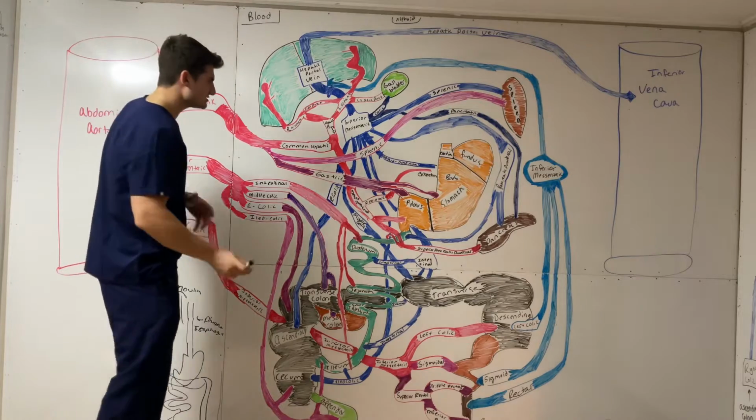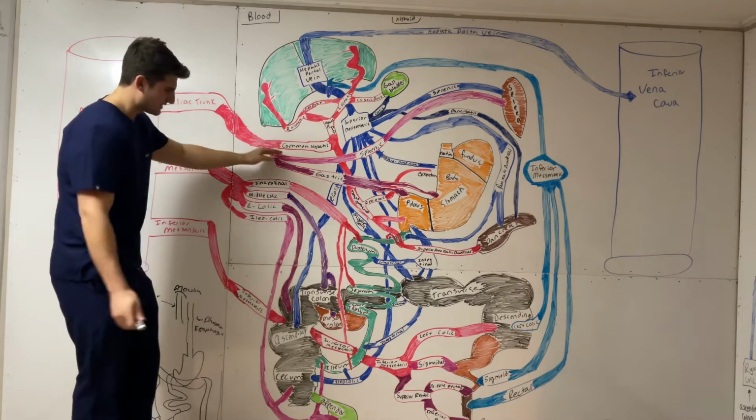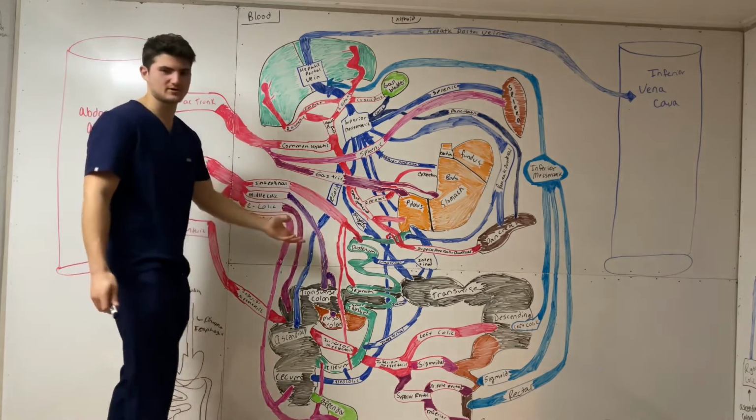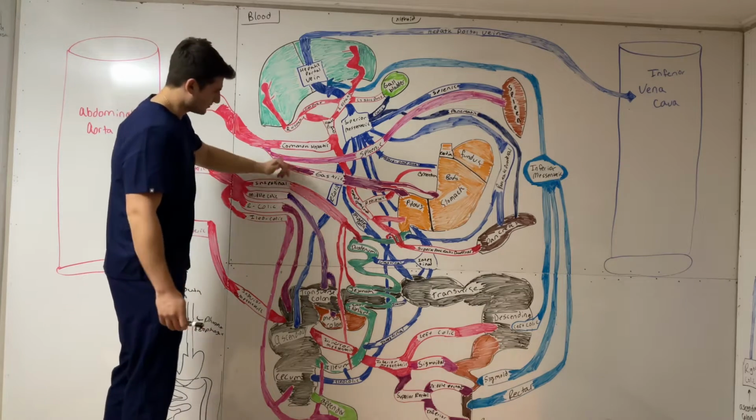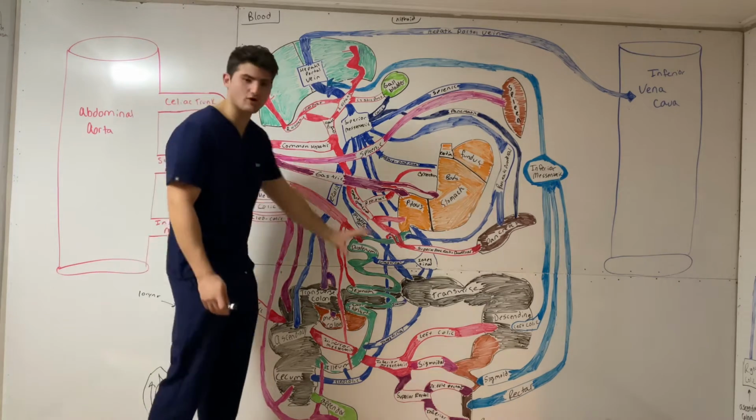Now, why do I mention this? Everything that's red, pink, or purple, I probably should have drawn a different color than purple, but whatever. Purple, pink, or red, right? All of these are arteries.